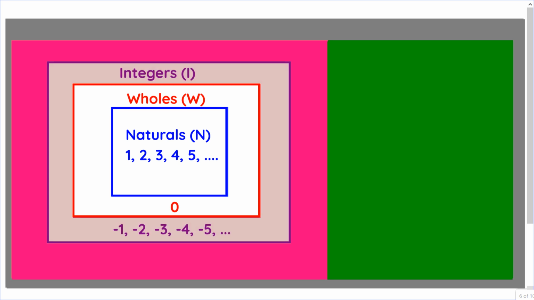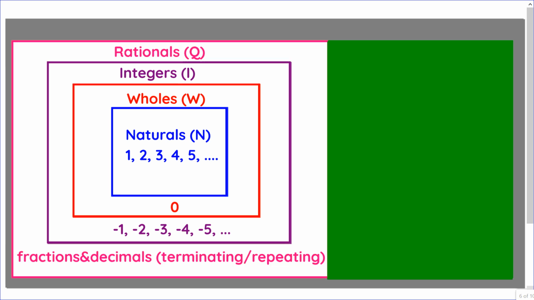Right in the middle here, this blue system represents the natural numbers. So that's what we started with. And then we built. The natural numbers plus the number 0 create the whole numbers. If I take all of the whole numbers, which also include the naturals, and I add negatives to that, I now have integers. If I take the integers, the wholes, and the naturals, and I add decimals and fractions, I now have another number system called the rationals. See how these are all kind of stacked inside of each other?